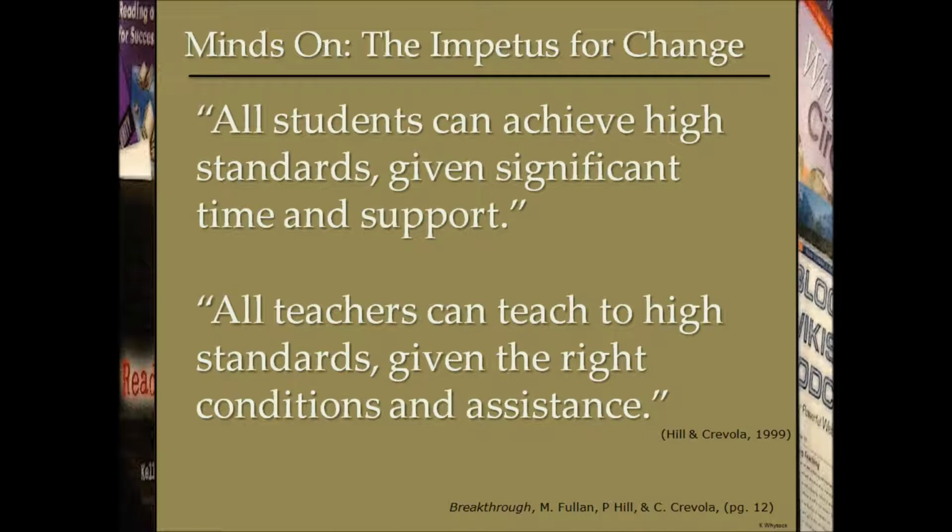Helen Cravola said, all students can achieve at high standards given significant time and support. Some students need more time, some students need more support. Our job as teachers is to identify who needs that and step in and help them. And we can all teach these high standards. We just have to be given the right conditions and assistance to help students.